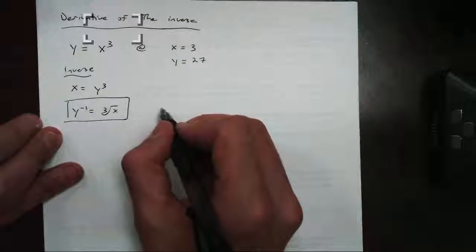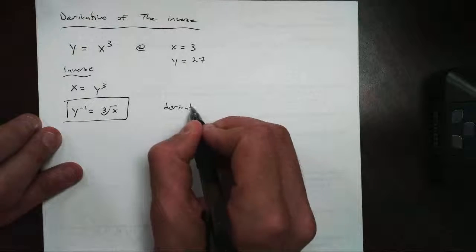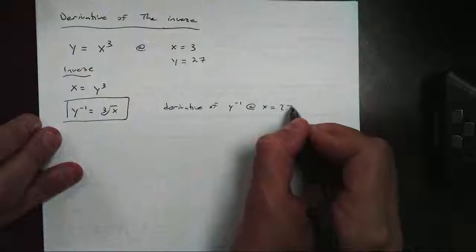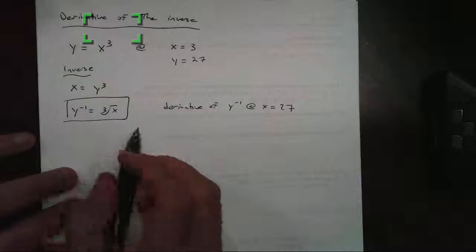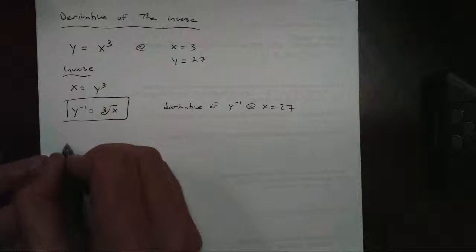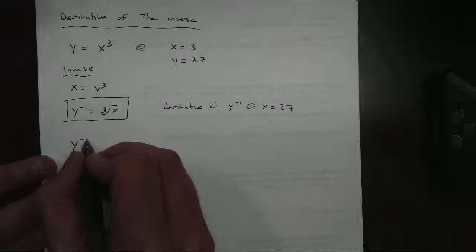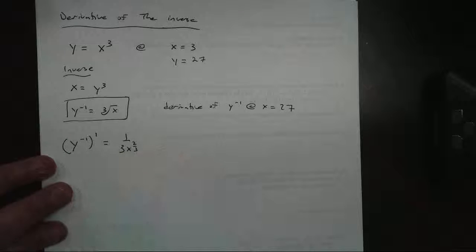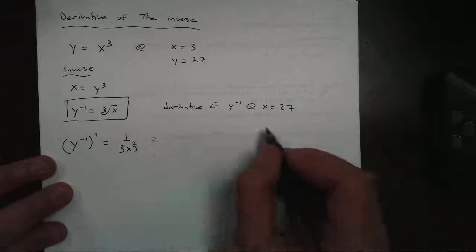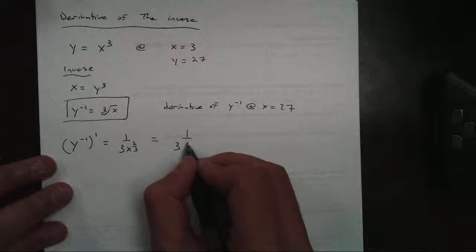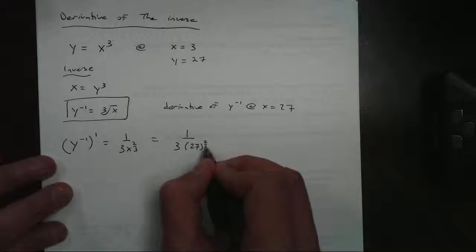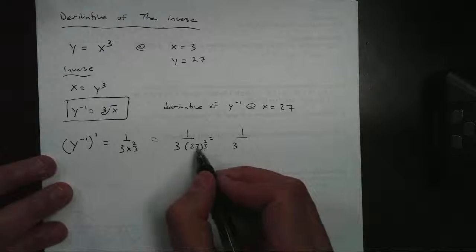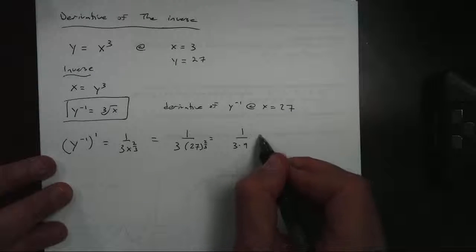So what we're looking to find here is the derivative of the inverse function at x equals 27. And that's what we're doing here. So I'm going to take the derivative. Very simple to do. Watch how we write this. The derivative of y inverse is going to become 1/3 x to the -2/3. And then I can just plug in my 27: 1/3, 27 to the -2/3. And I simplify this. I get 1/3, ready? The cube root of 27 is 3, squared is 9.